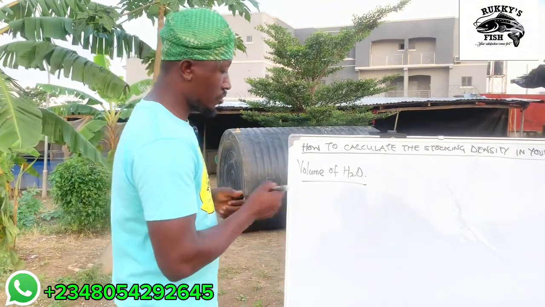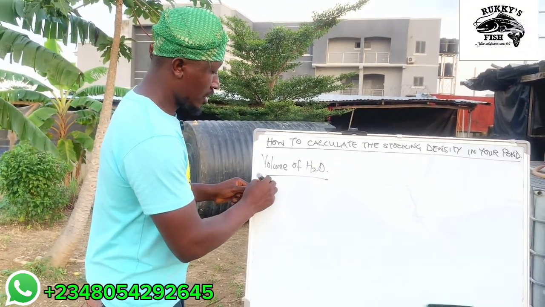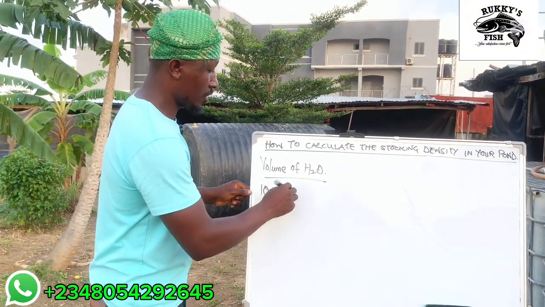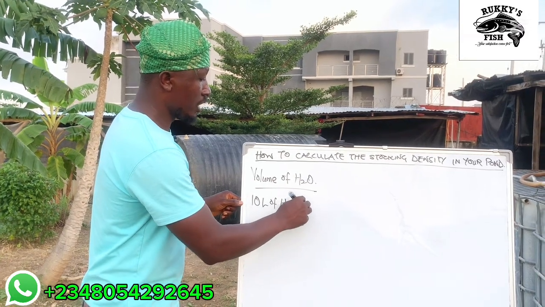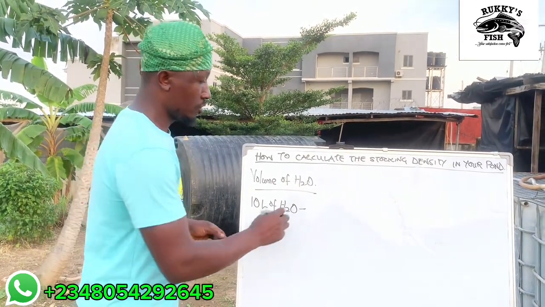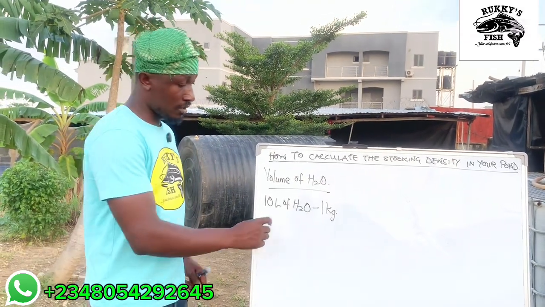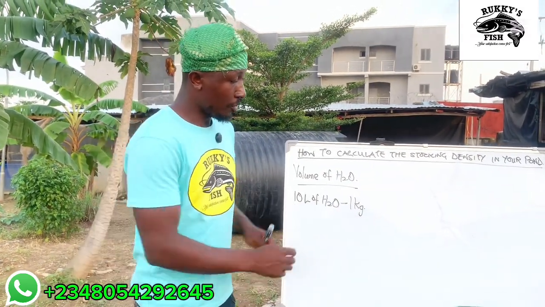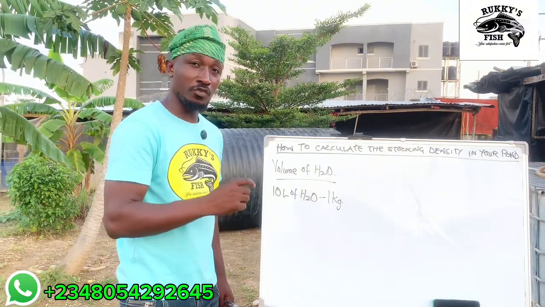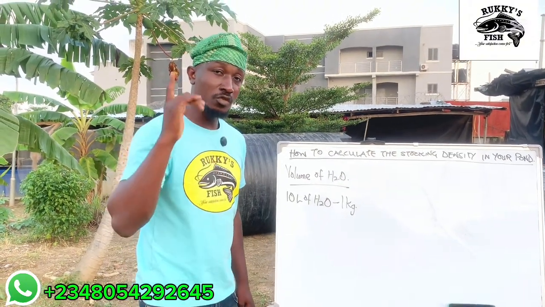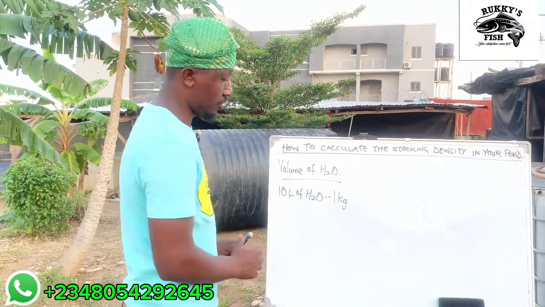Now we should also know that it takes 10 liters of water to raise a fish to 1 kg. All right, it takes 10 liters of water for a fish to be raised from juvenile stage to 1 kg. So please take note of that.